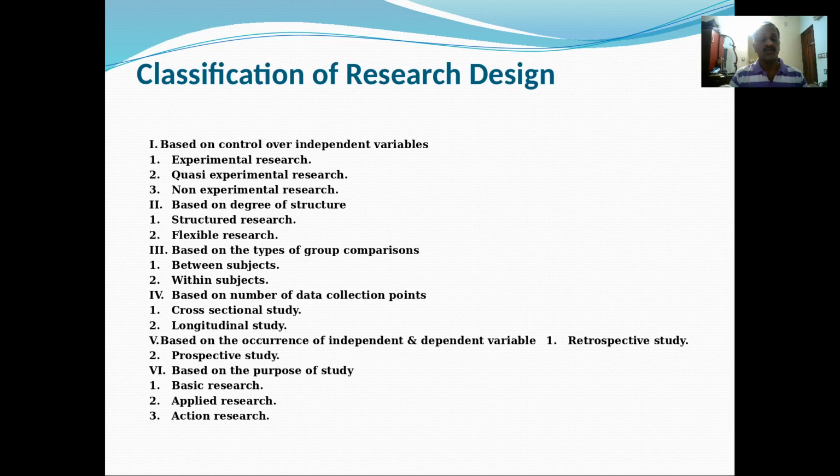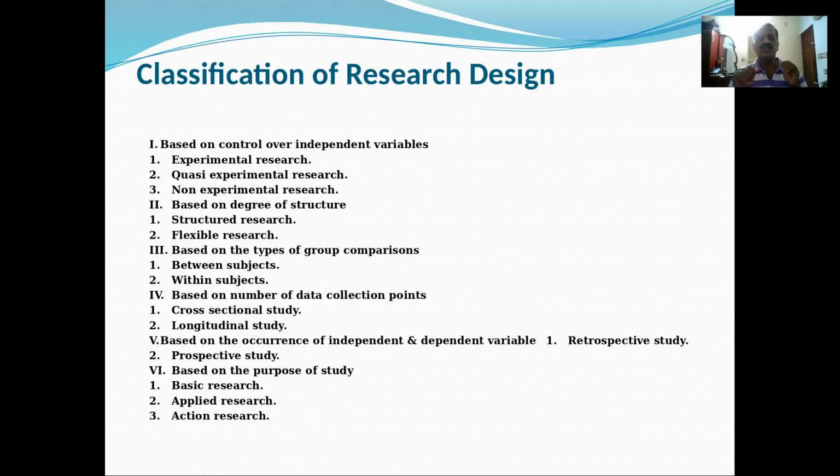But the longitudinal study is a continuing study; we have several follow-ups. We collect data at more than one point of time, and so we get multiple data. We are able to compare data from one time to the second time or third time, etc. We'll discuss the detail later. So based on the number of data collection points, we have cross-sectional studies and longitudinal studies.